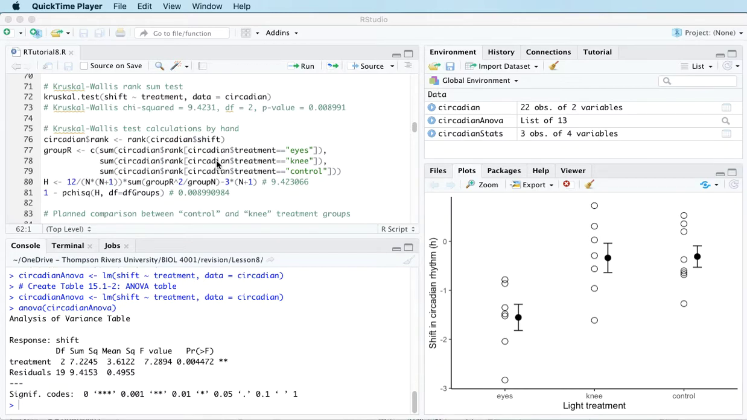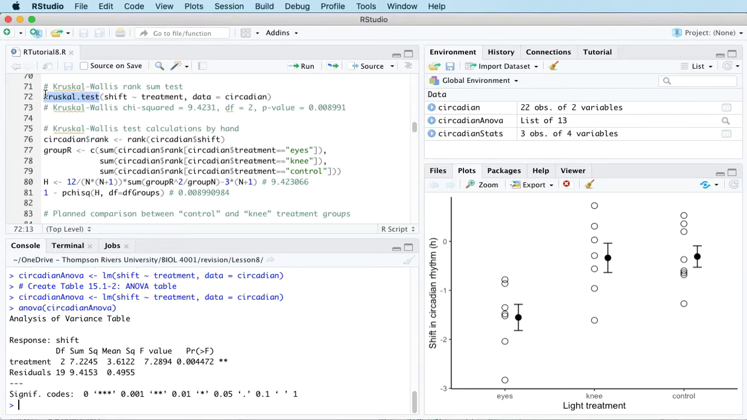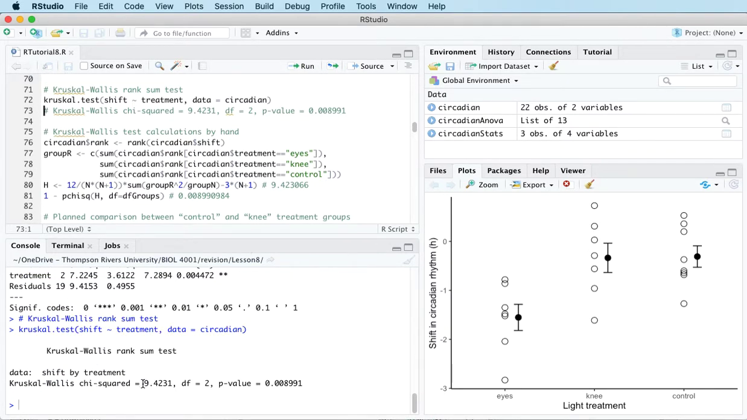Second step is to calculate the test statistic. To do that, we're going to use this kruskal.test function. So we'll run that. And then here's the test statistic, 9.4231. Again, the book does provide some details on how to calculate that test statistic by hand. Essentially what you do is you calculate the ranks of the response variable, and then you use this formula here.